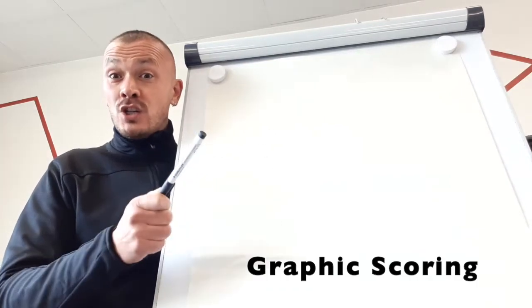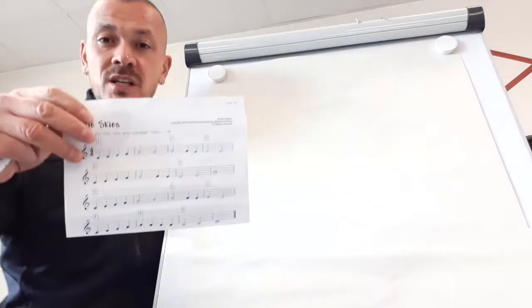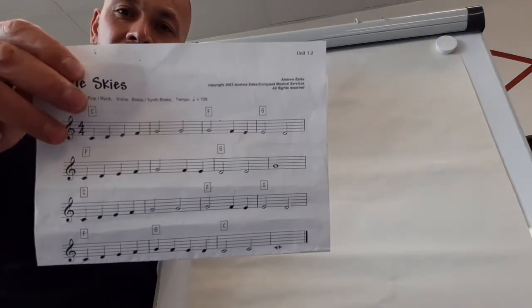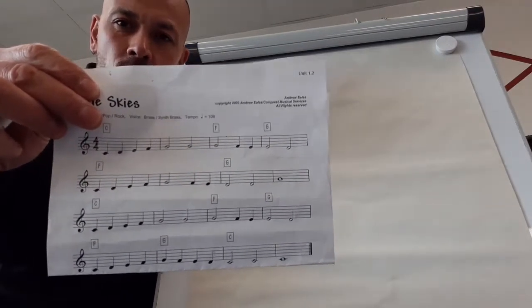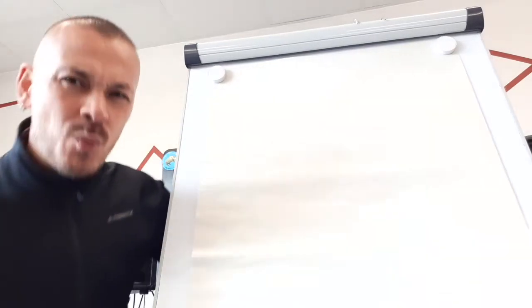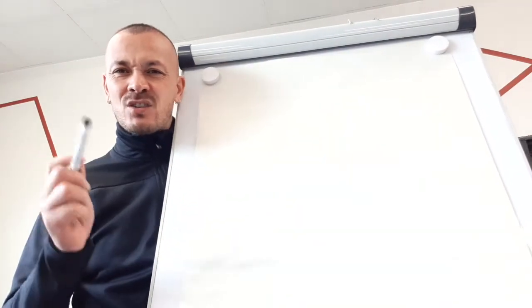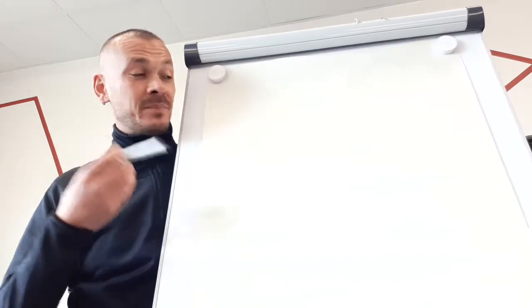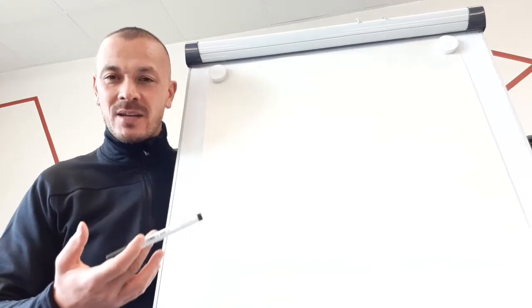And usually a musician will read standard music notation like this, with rhythm and pitch and clefs and time signatures and chord boxes and things going on. But we don't need to worry about that today because we're just going to be looking at graphic scoring, which is using images and symbols to help us understand music.